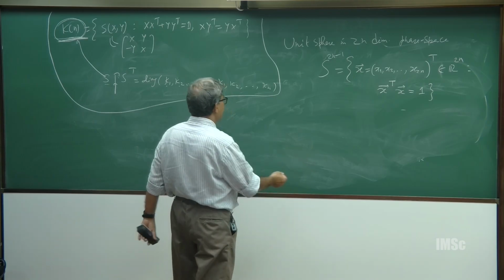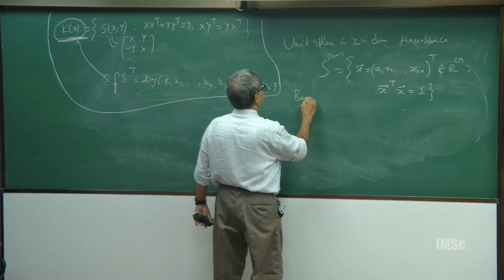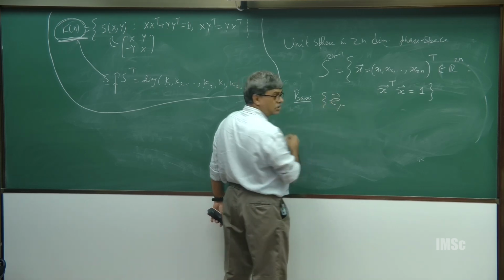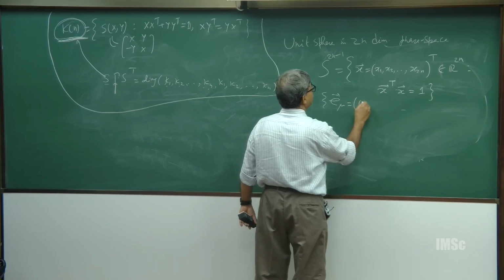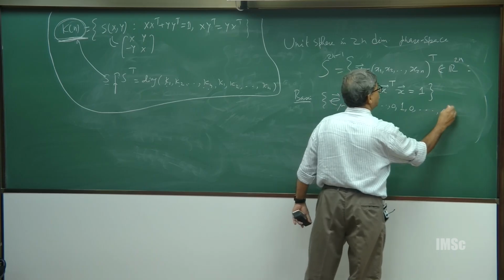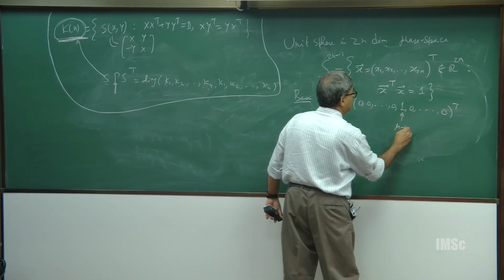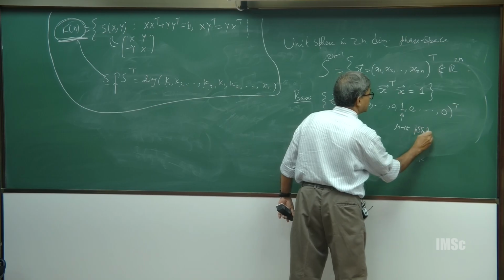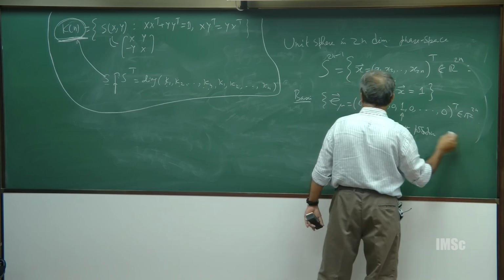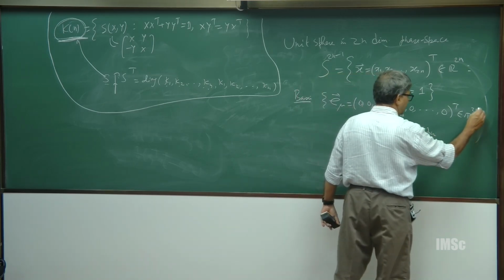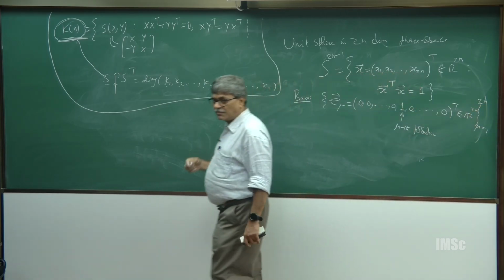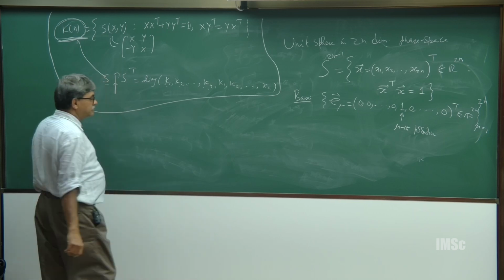And you can take a basis which is something like this, e_mu, where this is (0, 0, 0, 1, 0, 0) transpose, so the 1 is in the muth position. This is in R^(2n). This is a unit vector, and mu is equal to 1 to 2n. This is a basis.